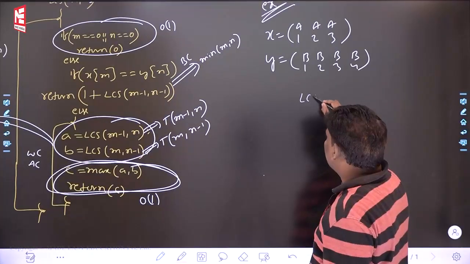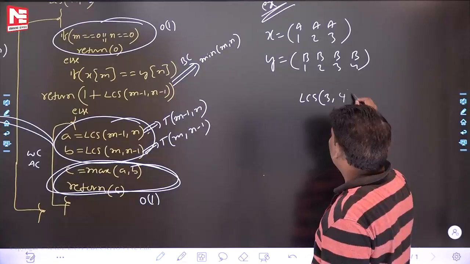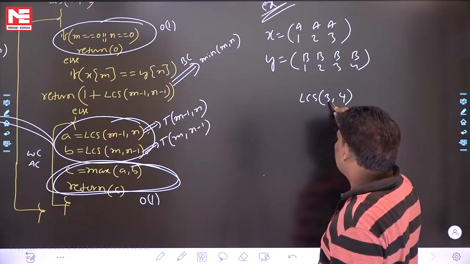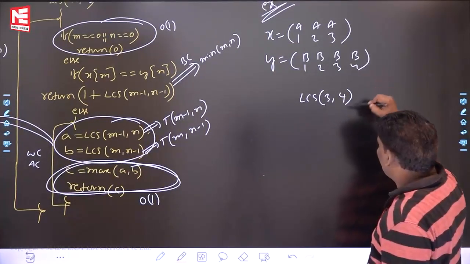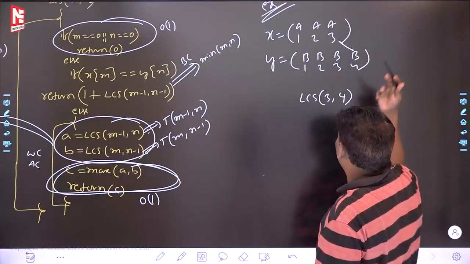Listen carefully. LCS of X contains how many symbols? 3. Y contains how many symbols? 4 symbols. X contains 3 symbols, I am at the third symbol. Y contains 4 symbols, I am at the fourth symbol. Please check: are both the symbols matching or not? I think there is no matching. So what is the answer?